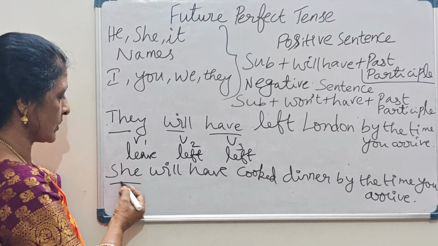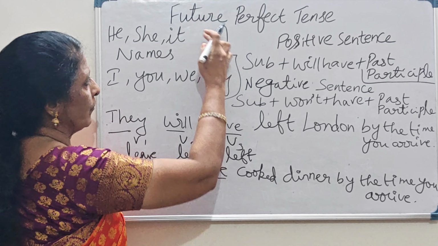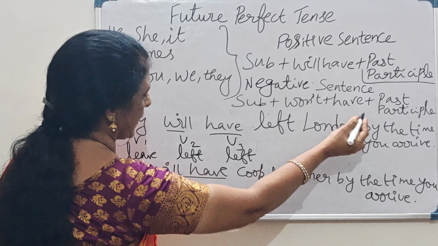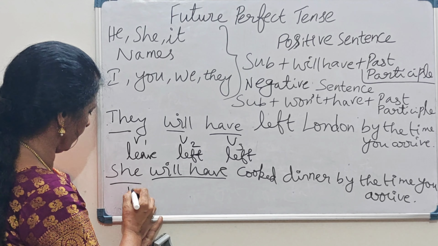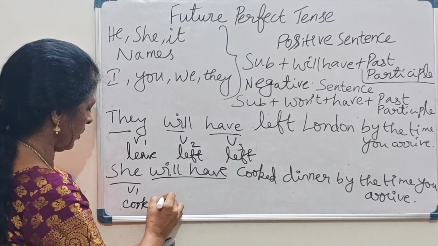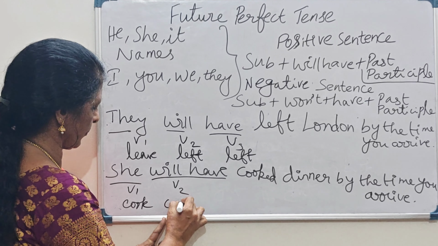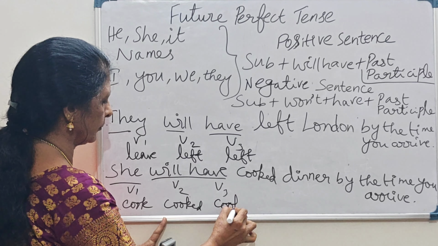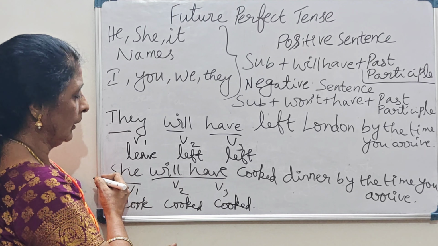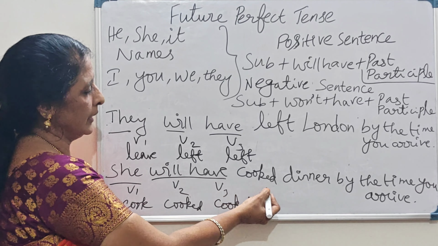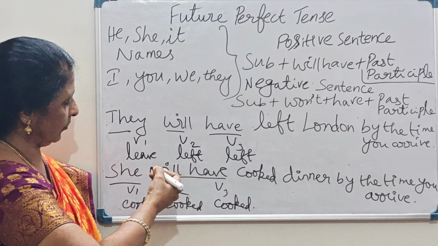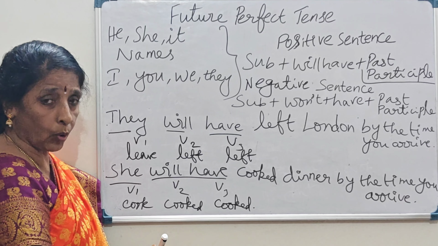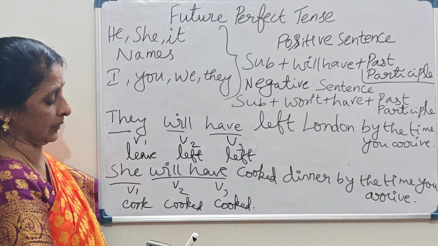Now here also, subject will have is for future perfect tense. Cooked is for past participle. Here V1 is cook, V2 is cooked, V3 also cooked. She will have cooked dinner by the time you arrive. In this, an action will be completed before another future action.